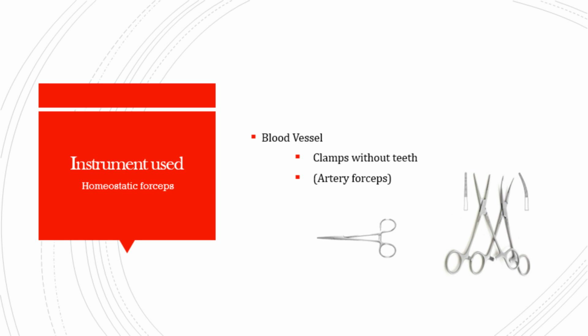A Kelly clamp, which is shown on the right of the slide, is a commonly used clamp with a straight or curved design, suitable for occluding larger blood vessels. A mosquito clamp is a smaller blood vessel clamp and used for finer vessels. Its smooth jaws allow for precise control during vascular manipulation.